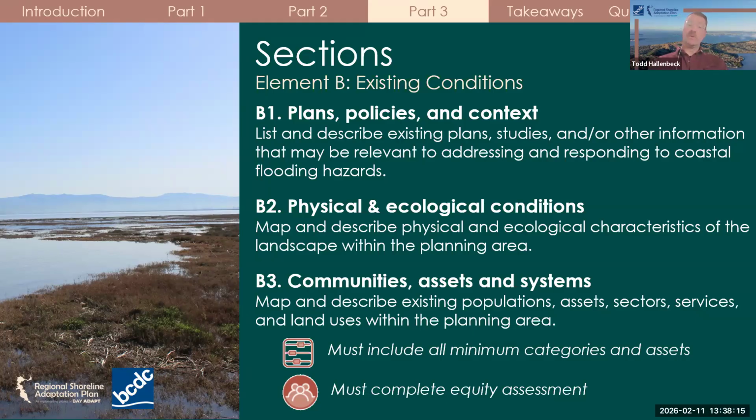Additionally, minimum standard requirements are woven through both B2 and B3. B3 must include all minimum categories and assets identified in the guidelines and must complete the equity assessment. Altogether, the information in element B is critical for understanding who and what may be affected by coastal flooding hazards and for ensuring that equity considerations are integrated early in the planning process.